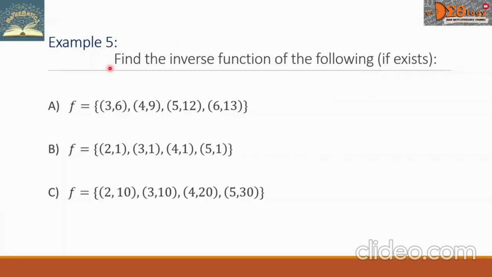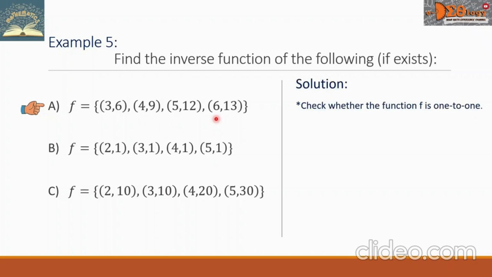Example 5. Find the inverse function of the following if exists. We have here three functions. Let's begin with function A. We have f equals (3, 6), (4, 9), (5, 12), (6, 13). Note that this is a function because the x values appear only once, namely 3, 4, 5, and 6.